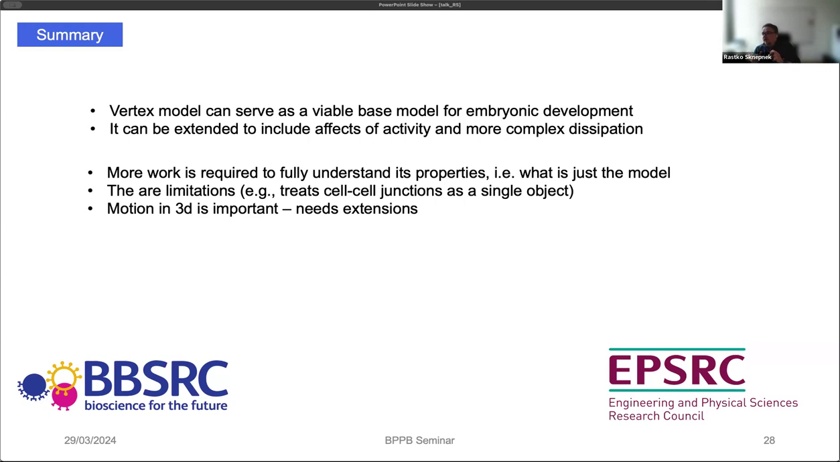Also, there is a very strong assumption in the two cells sharing a single junction, because cells actually have two membranes that can slide past each other. So there are some limitations to the model. But I think overall the model is quite powerful in teasing out interesting aspects of morphogenesis. Thank you for your attention. I'd be happy to take any questions.